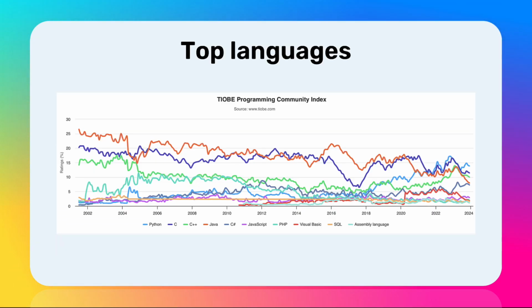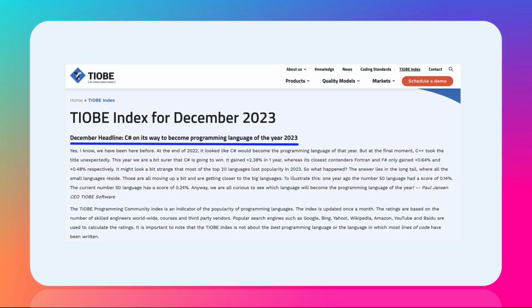And the most important thing to understand, as I told you, is that C# has gained momentum and was about to get the programming language of the year award in 2023, but for some reason it did not get it, because C++ took that title unexpectedly, and that's how things happened.